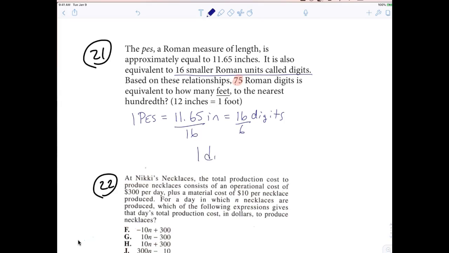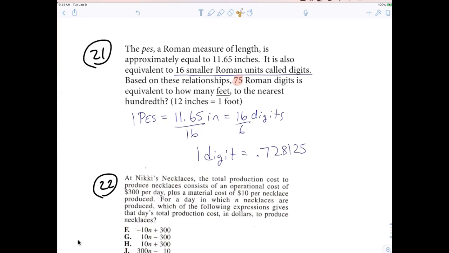So one digit on your calculator is equal to what? Just tell me what the whole thing is. 0.728125. Thank you. All right. So I don't have one digit. I have what? So now what do I do? Multiply. Multiply by what? 75. Right, multiply by 75.